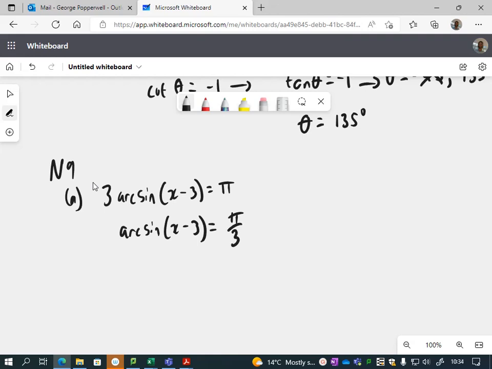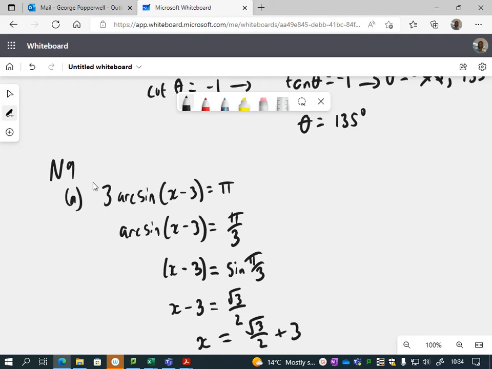Now I want to undo the arc sine, if you like. So what's the inverse of arc sine? Well, it's sine. So sine both sides, we get x take 3 is equal to sine of pi over 3. So x take 3 is equal to root 3 over 2. That's what sine of pi over 3 is. And then just add the 3. So x is equal to root 3 over 2 plus 3.